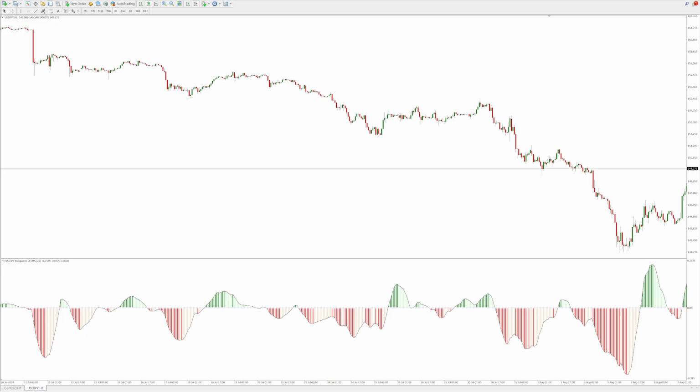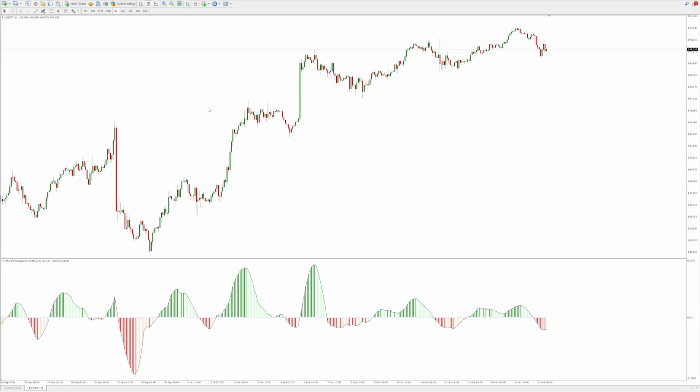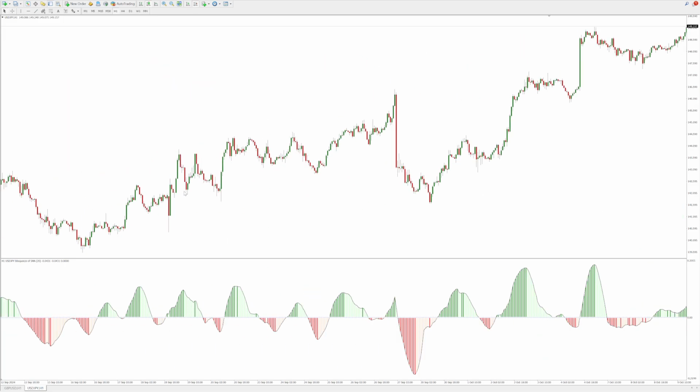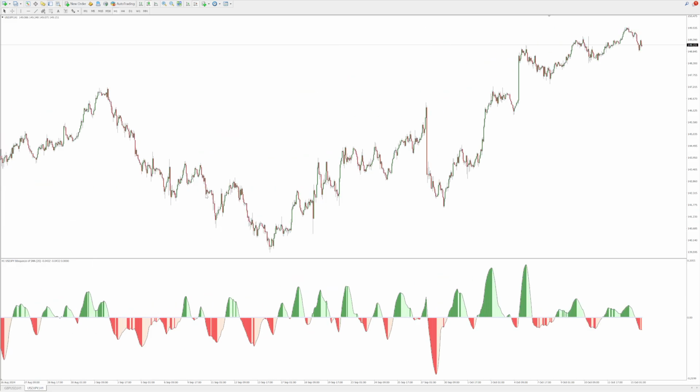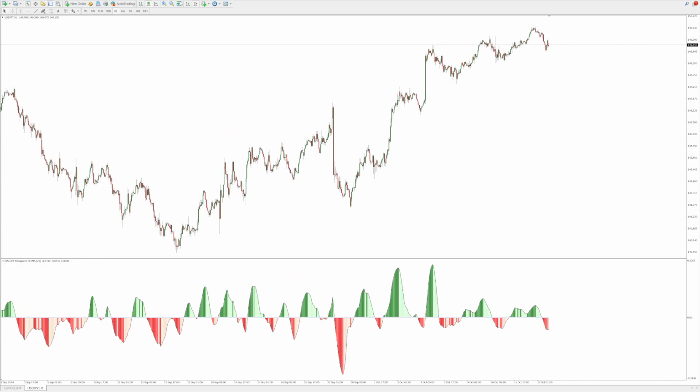Hello traders, and welcome to my video on the squeeze momentum indicator, which is going to help you catch moves like this one here for over 1,000 pips, and this one here for almost 1,000 pips so far.